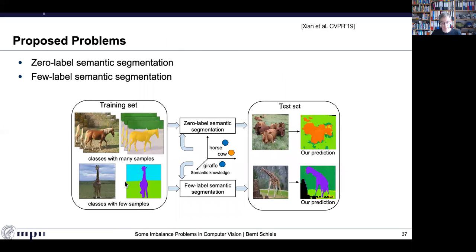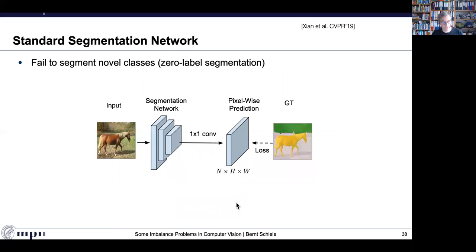And if I have a few labels, for example for the giraffe class, I can also use the semantic embedding as well as the few labels here to improve my semantic segmentation. But how exactly to do this? What we came up with is a surprisingly simple approach that also works surprisingly well. So let's look at the standard pipeline, right?